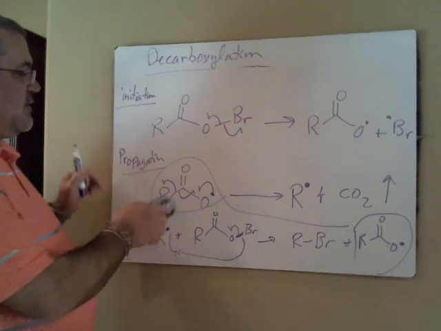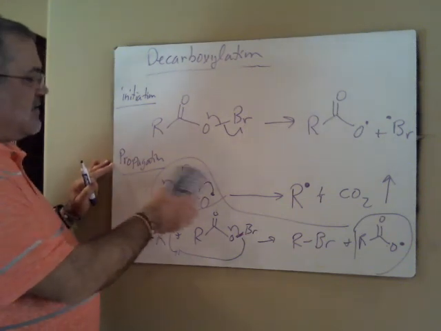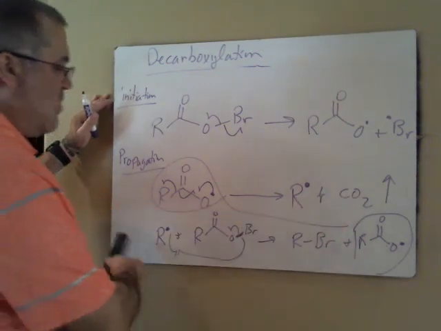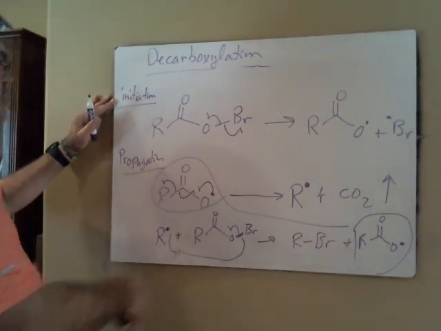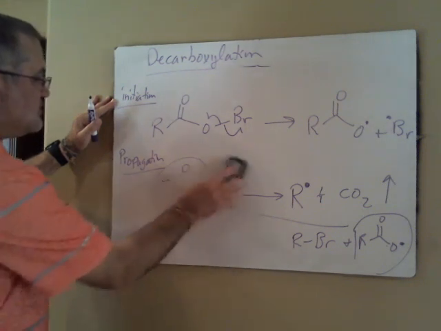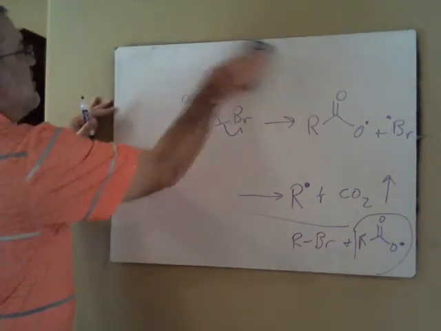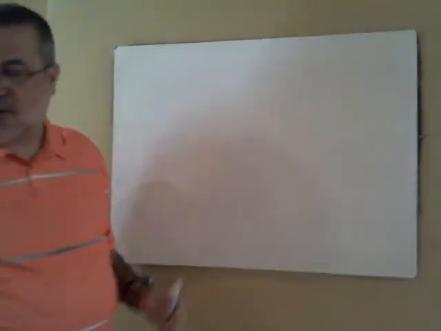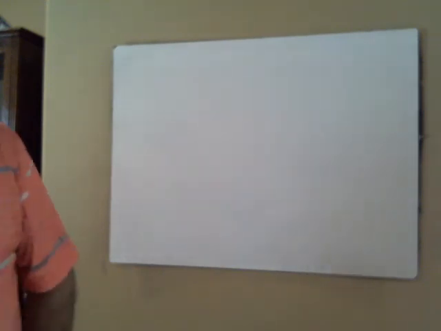Initially forming the acyl hypobromite, and then that undergoes the spontaneous decarboxylation, giving the R radical that then continues this process. All right? And so that's everything we need to know about preparation of carboxylic acids and reactions of carboxylic acids. Isn't that great? That's everything about carboxylic acids.